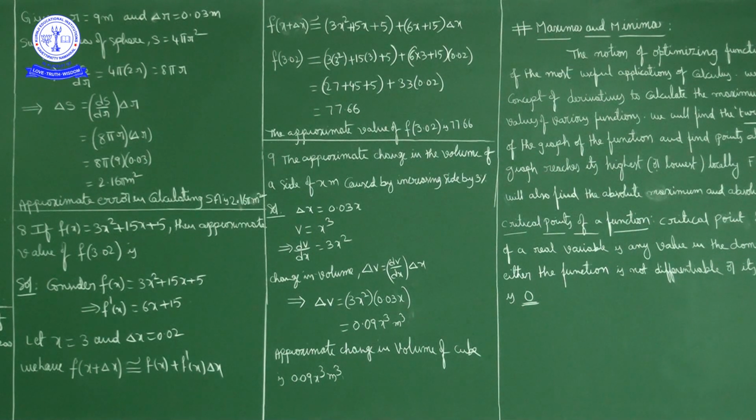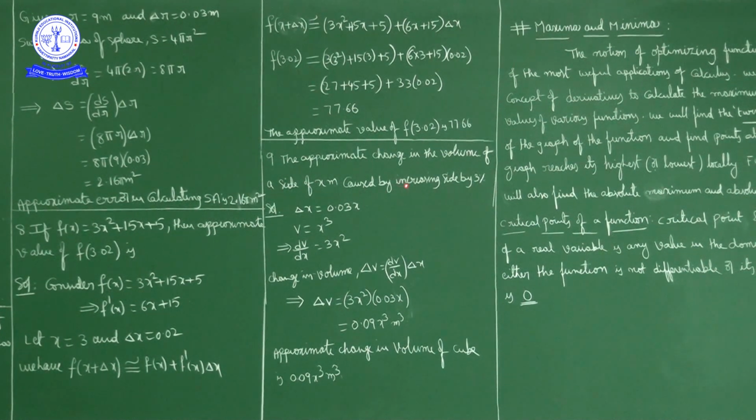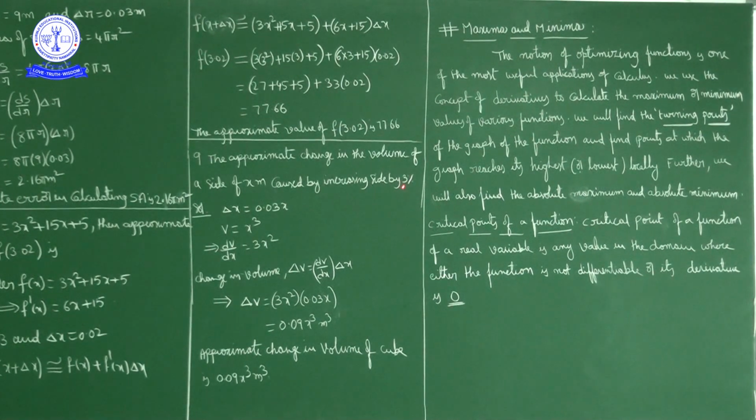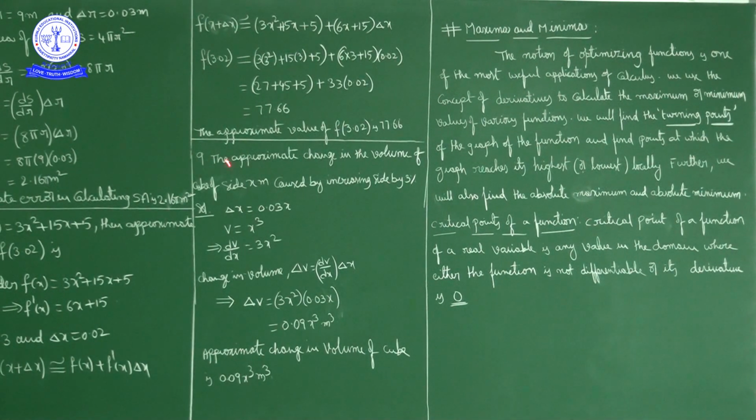Next question. The approximate change in the volume of a cube of side x meter caused by increasing the side by 3%. Now, what is given is a cube whose side is x meter. We have to find the approximate change in its volume when the side length is increased by 3%. There is an error in side length.